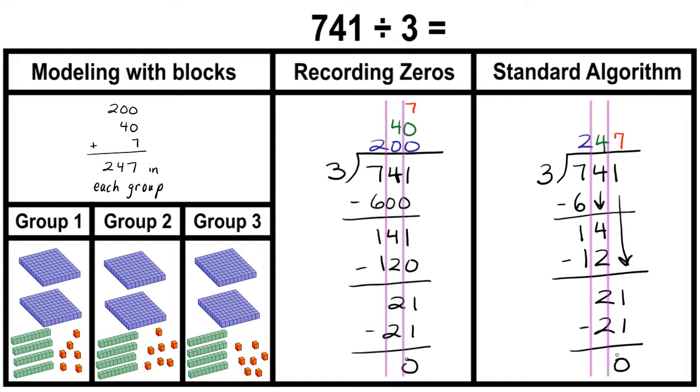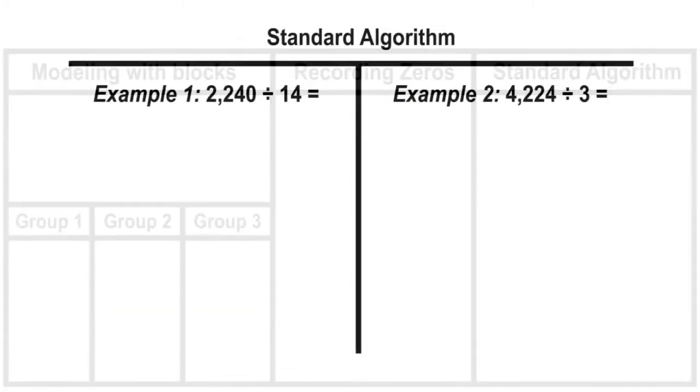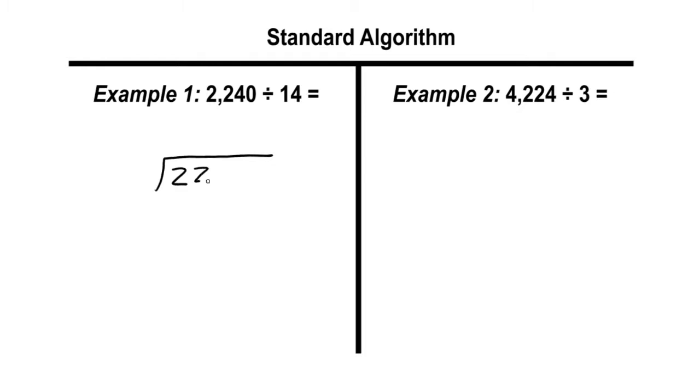Let's use the standard algorithm to practice some of these situations. Let's do 2,240 divided by 14. We have to divide the hundreds first, because 2,000 is not enough for 1,000 in each of the 14 groups. There is only one group of 14 in 22, so 14 times 1 equals 14. 22 subtract 14 equals 8.